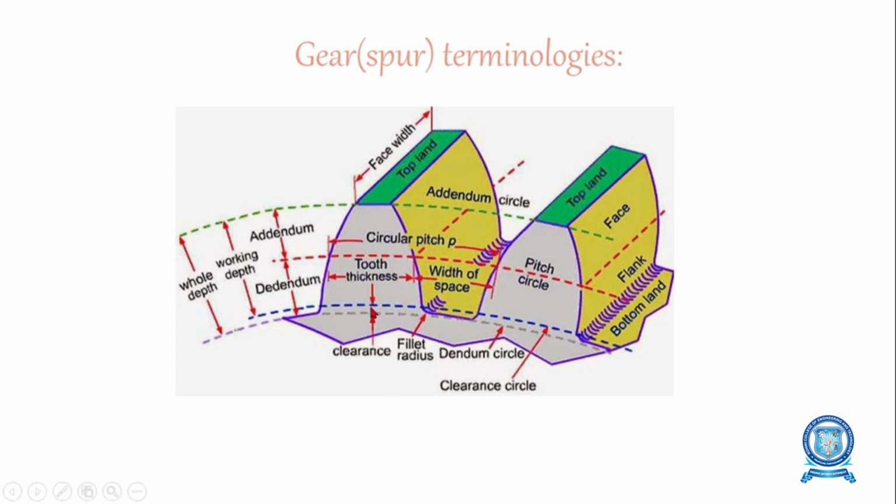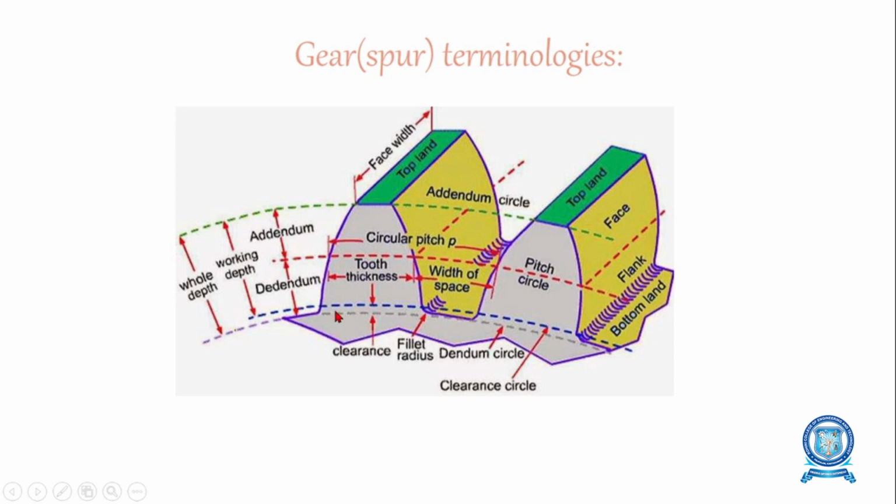Then the next one is clearance. This smallest gap is called clearance. The distance between the tip of one gear and the root of a mating gear is called clearance. So clearance is equal to the difference between dedendum and addendum.